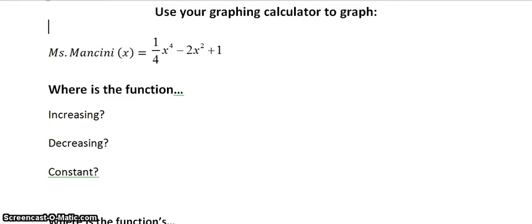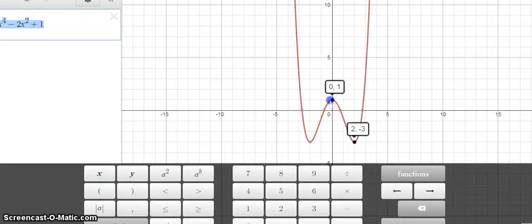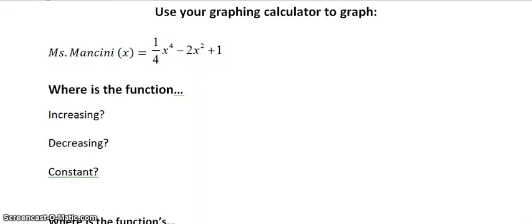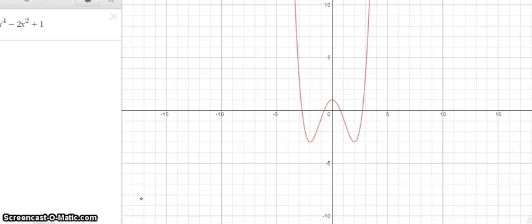Okay, so let's look at this function. I have it plugged into my graphing calculator. You can take a look at mine, or you can plug it in on your own as well to follow along. So this is what that function looks like. I have 1/4 x to the 4th minus 2x squared plus 1. I don't expect you to graph those on your own quite yet, but we will eventually.